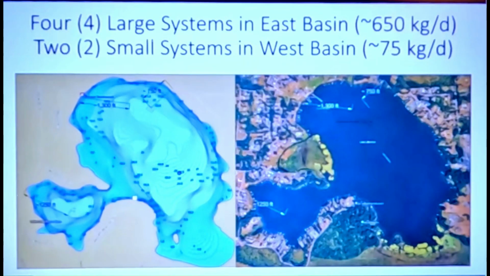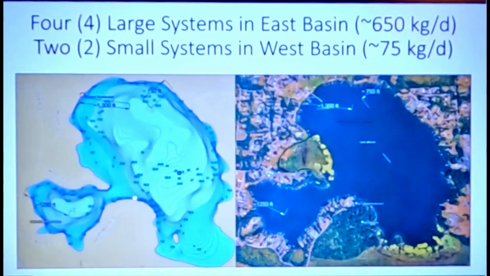Because you have 2 basins, and they're separated by a shallow sill, they actually function like 2 separate independent hypolimnetic water bodies. In other words, the deep water of the main big basin has 0 impact on the deep water of the smaller, shallower western basin. In simple numbers, we would have 4 larger systems in the east basin and 2 smaller systems potentially positioned in the west basin.